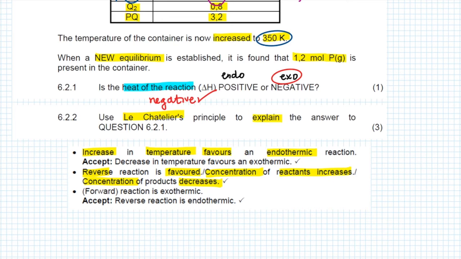So far we have 1 mark for stating that an increase in temperature favors an endothermic reaction, and then the 2nd mark is for stating that the reverse reaction is favored. So if the reverse reaction is favored, it means that the reverse reaction is the endothermic reaction. And in conclusion, we say that the forward reaction is therefore exothermic, and this will get us the last mark. This question is out of 3 marks, and that is why we give 3 valid points in answer to this question.